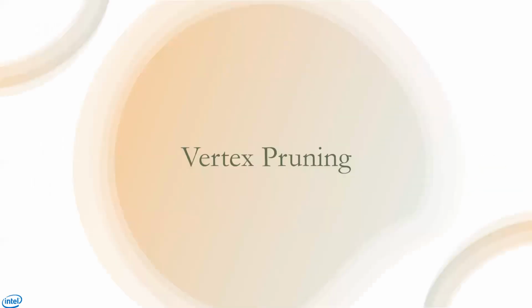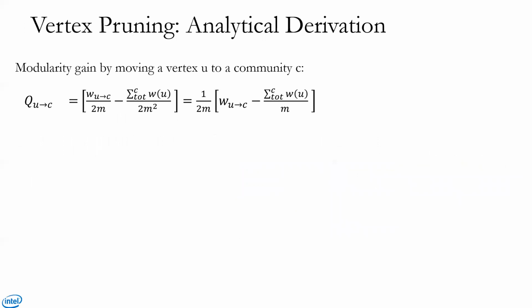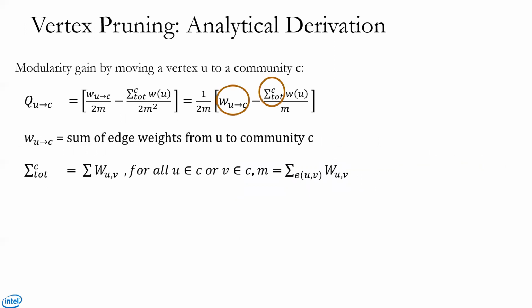Now let's talk about vertex pruning. We already know that it is unnecessary to iterate over all vertices, and in this paper we show analytical and intuitive derivation of those vertices that can be pruned with minimal sacrifice in modularity. If we look at the modularity gain equation of moving a vertex U to a community C, we see that W_U to C and C dot are the variable terms and others are constant. W_U to C is the sum of edges from vertex U to community C, and C dot is the sum of internal and external edges of community C.